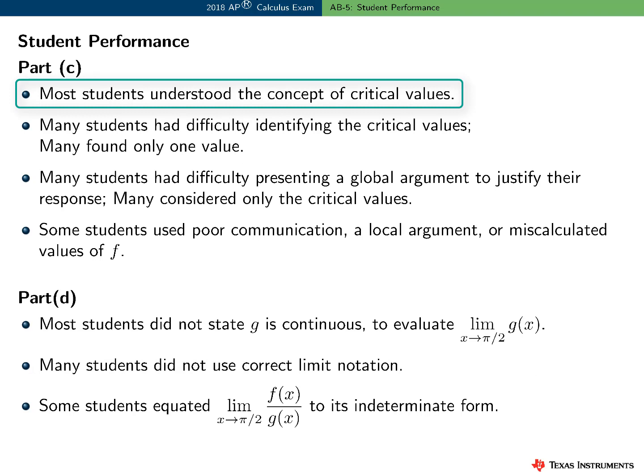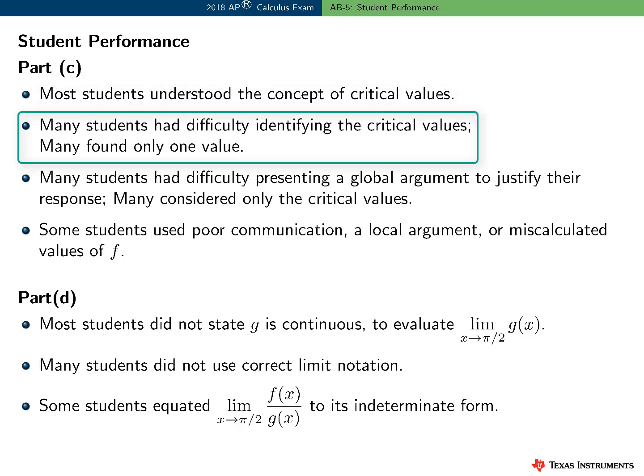Well, at least to consider values where f prime of x is equal to 0. However, many students had trouble solving this equation, that is, finding the critical values, and many found only one critical value. Note that in this problem, there were no values where the derivative does not exist, but students were not obligated to address this issue.